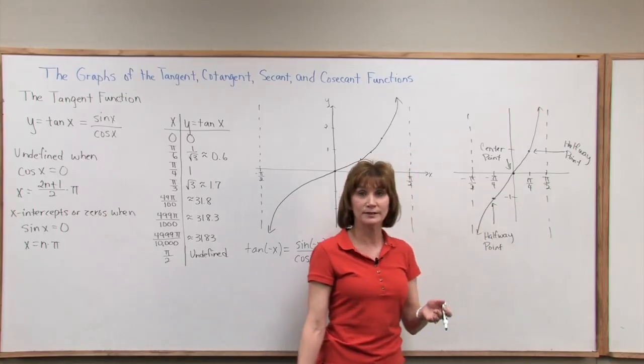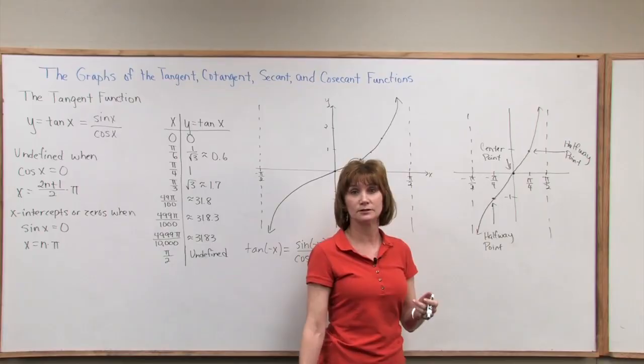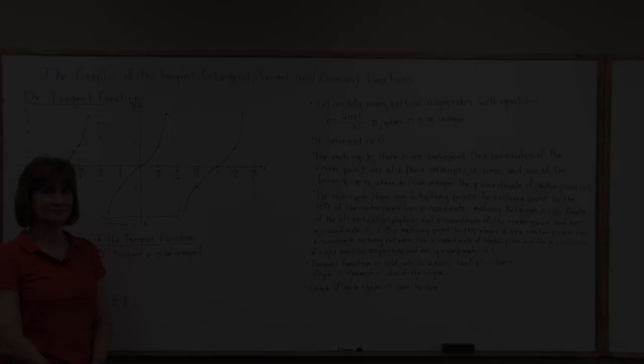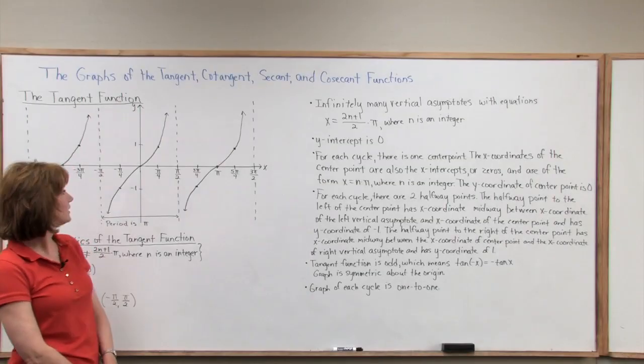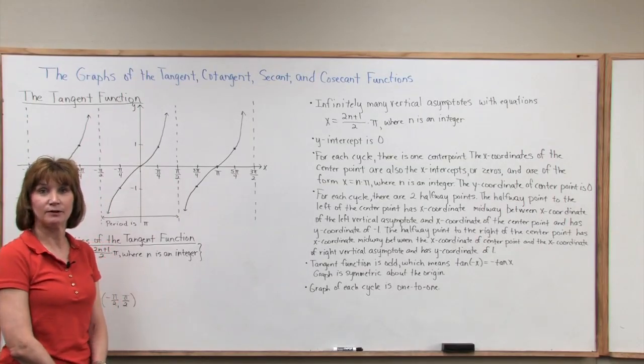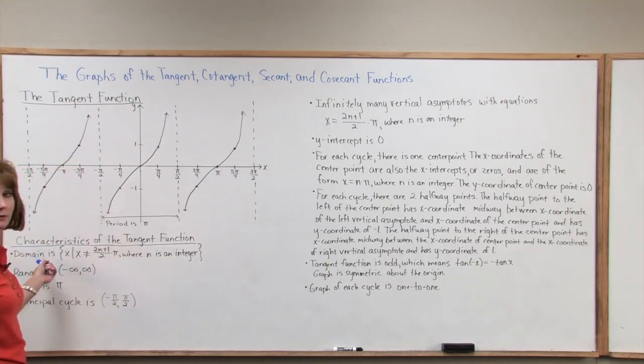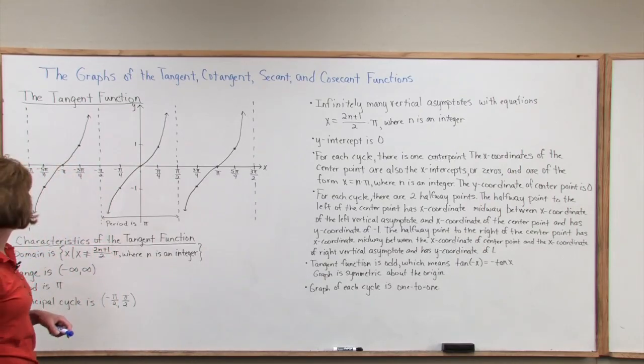So now that we know what one cycle looks like, let's look at some more cycles and come up with some characteristics for the tangent function. Here I've drawn 3 cycles for the tangent function, and we want to look at some of the characteristics of the graph. The first thing we want to observe is what the domain is.